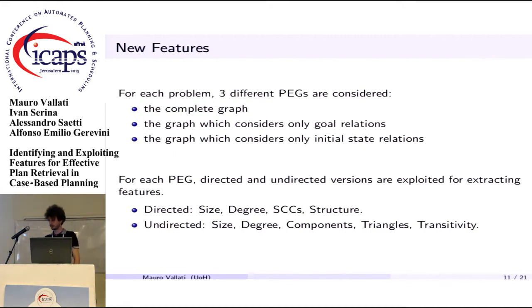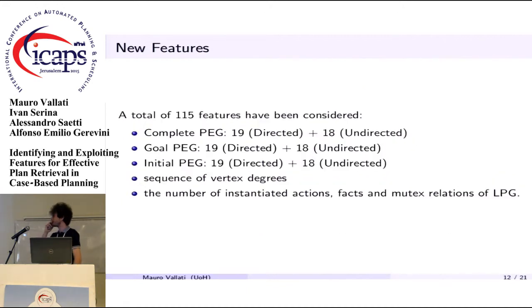So, considering the planning encoding graph and considering the directed and undirected graphs, we extract a total of 115 features, where 19 plus 18 comes from each PEG. Then we consider the sequence of vertex degrees, which are usually called degree sequences in case-based planning. And for free, because we use LPG for generating these PEGs, we consider also the number of instantiated actions, facts, and mutex relations.